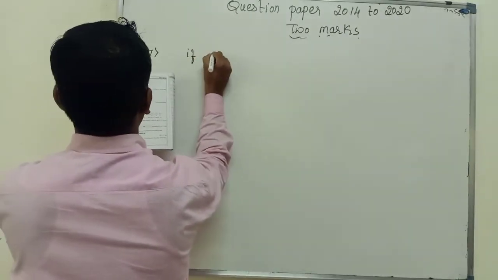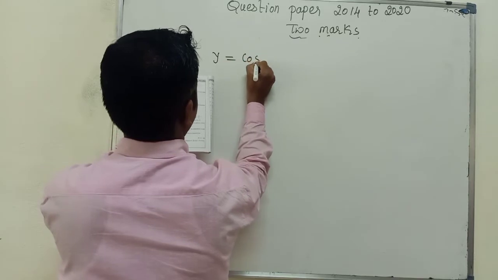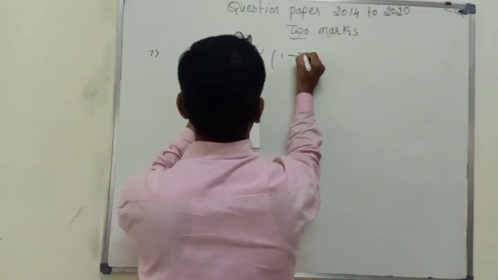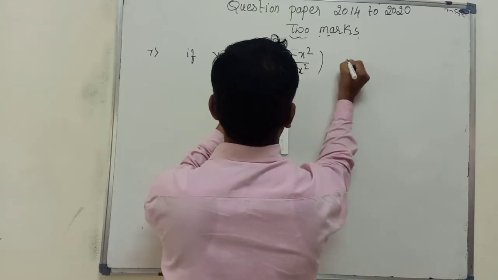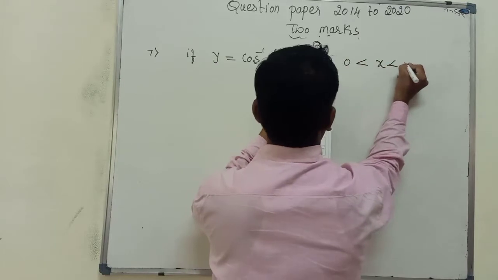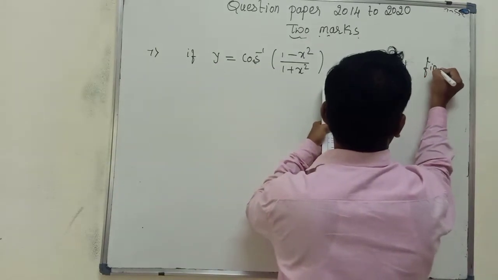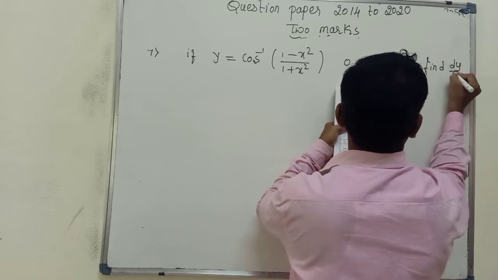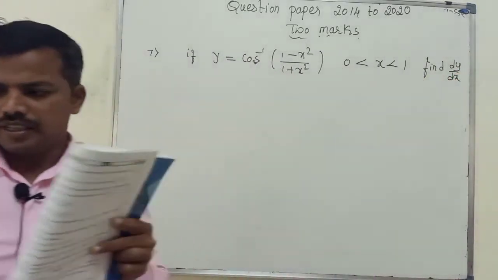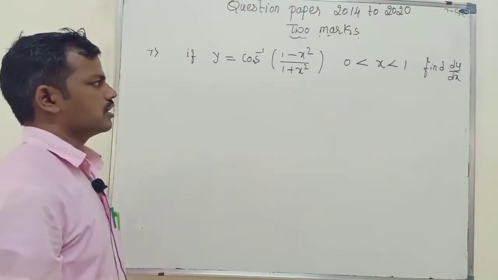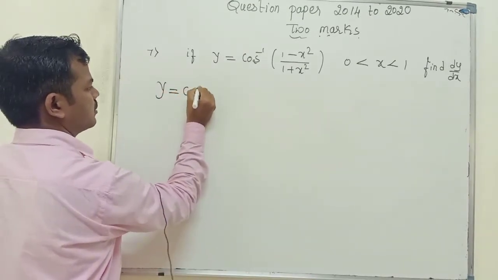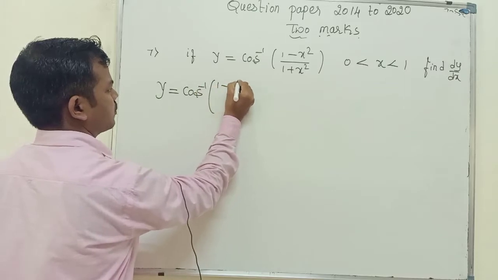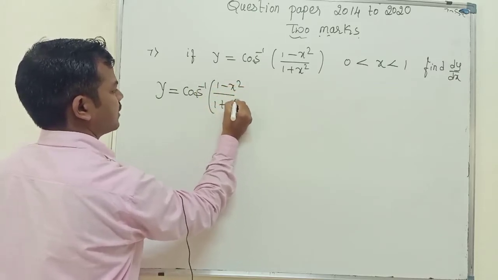If y is equal to cos inverse of (1 minus x square) divided by (1 plus x square), where x lies between minus 1 and 1, find dy by dx. So here what we have to consider first is that given y is equal to cos inverse of (1 minus x square) divided by (1 plus x square).